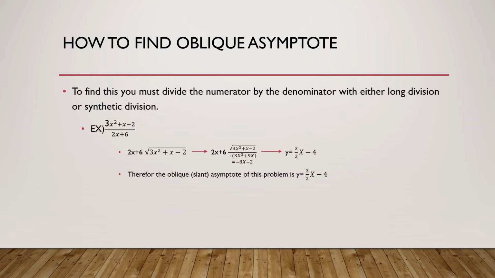You would divide the numerator by the denominator with either long division or synthetic division. You do not need to finish the long division problem to find the remainder. You only need the terms that will make up the line.